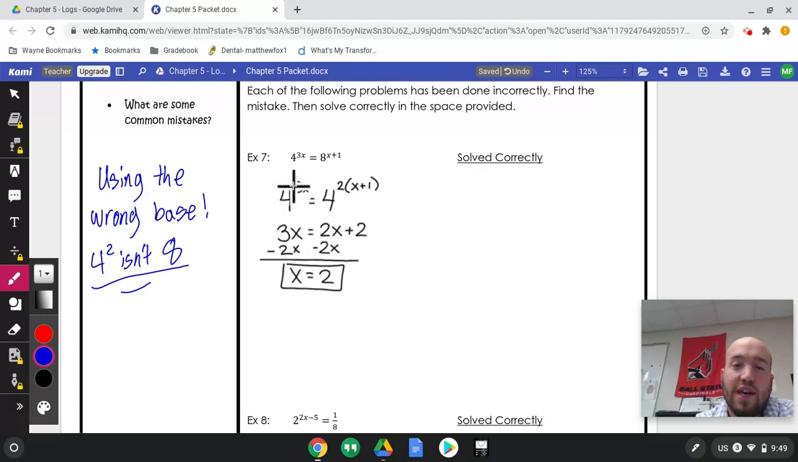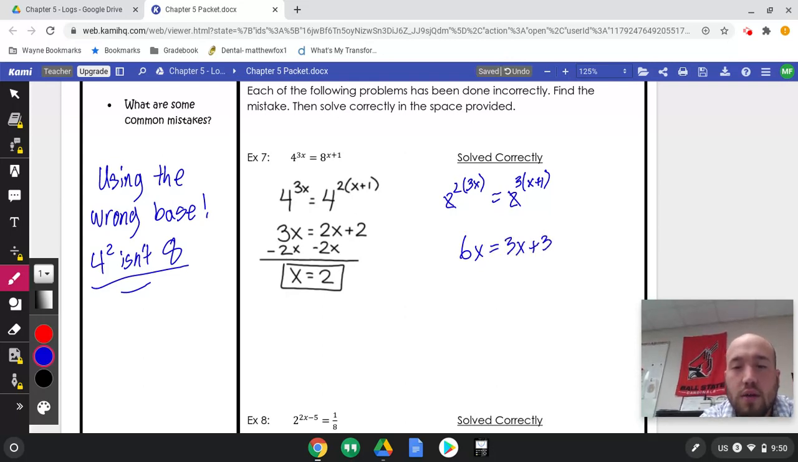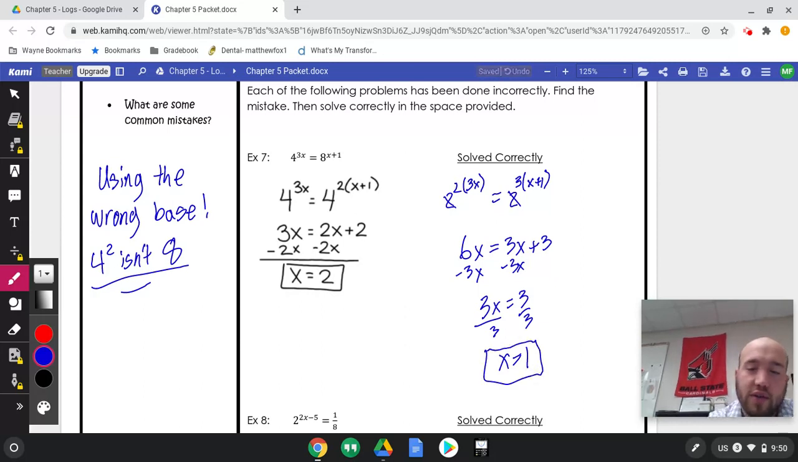Instead, if we have a 4 and an 8, we actually have to change both of these. So it's going to be 2 to the second. That's 4. Okay. And then for 8, it'd be 2 to the third. Now, get rid of the 2's, multiply 2 times 3x gives us 6x. 3, and if we multiply that in, we get 3x plus 3. Okay, from here we subtract 3x. So 3x will equal 3, and divide. X equals 1. That is how you would solve it correctly.